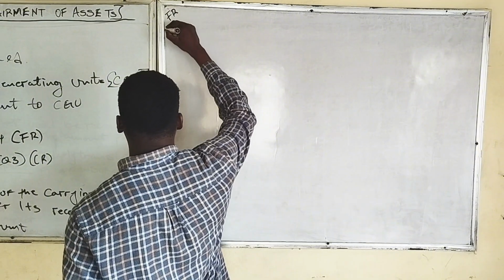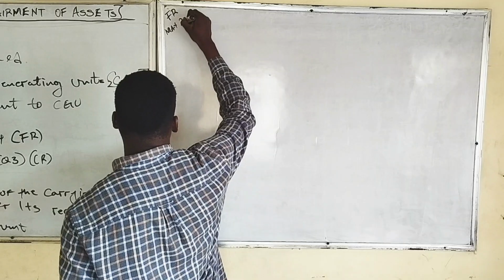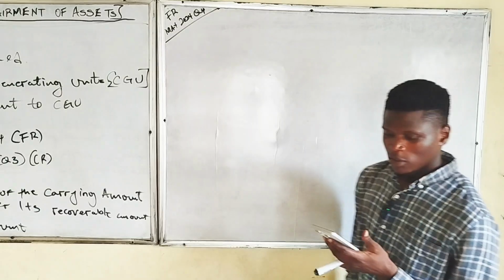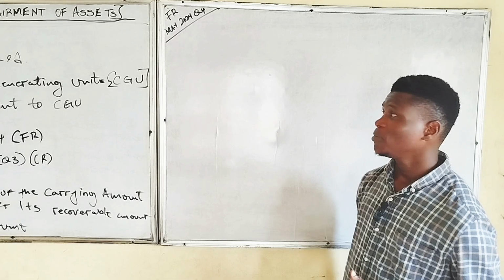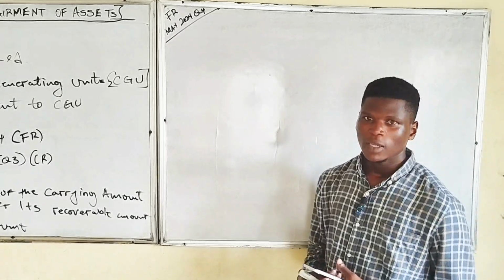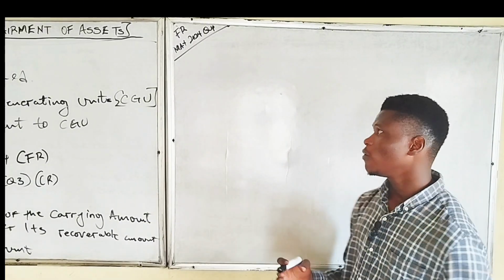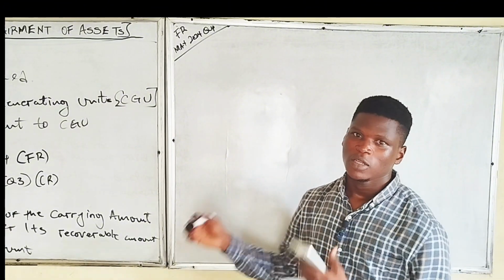Financial Reporting, May 2024, question 4. The question says, differentiate between impairment and depreciation. Impairment is a permanent loss suffered by an asset, while depreciation is a systematic allocation of the depreciable amount of an asset over its useful life.